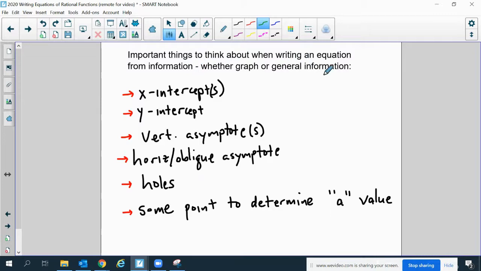Okay, so now if we're going to graph, or if we're going to write an equation of a rational function, given a graph or given some information, we want to make sure we know the x-intercepts or roots. We want to know the y-intercept. We want to know vertical asymptotes. We want to know horizontal or oblique asymptotes. We want to know holes, which we will often call removable discontinuities. And then we also need to know some other point to determine the a value of our function.